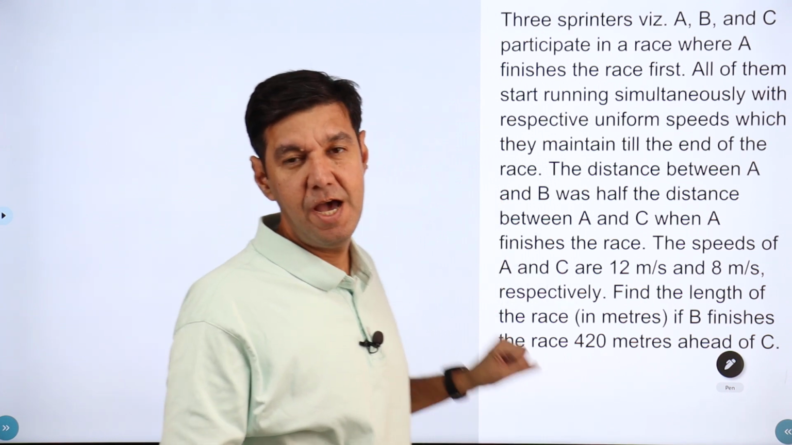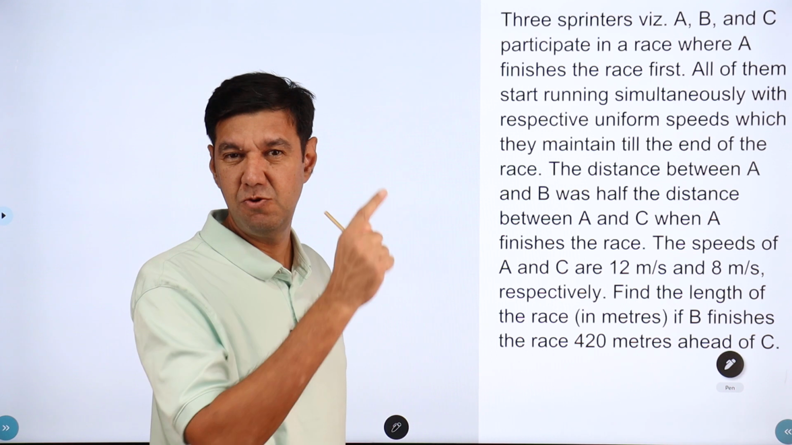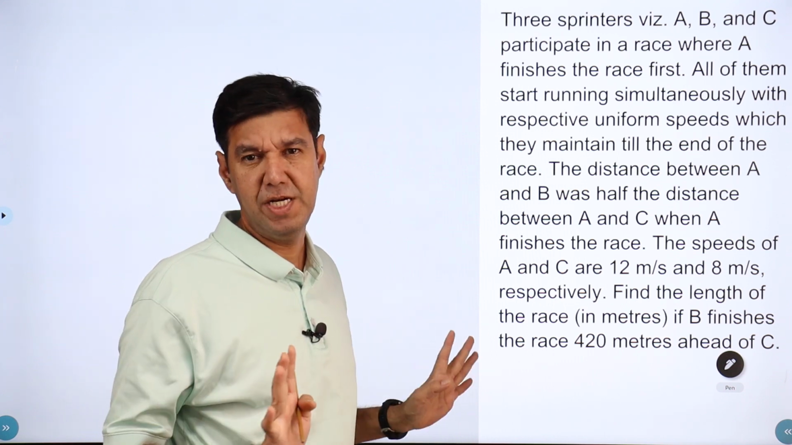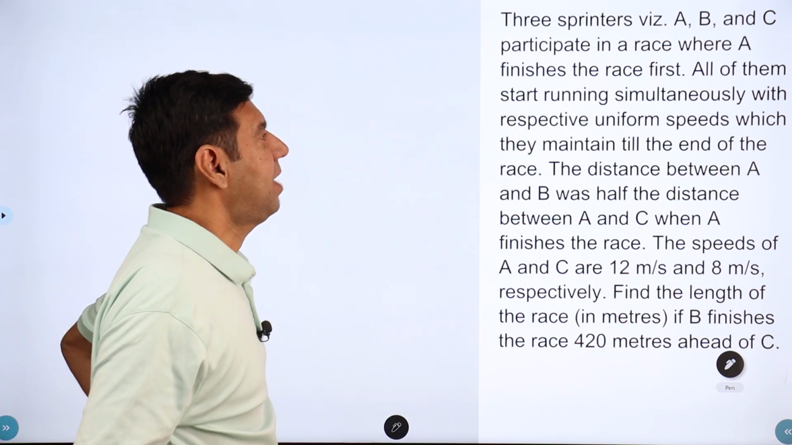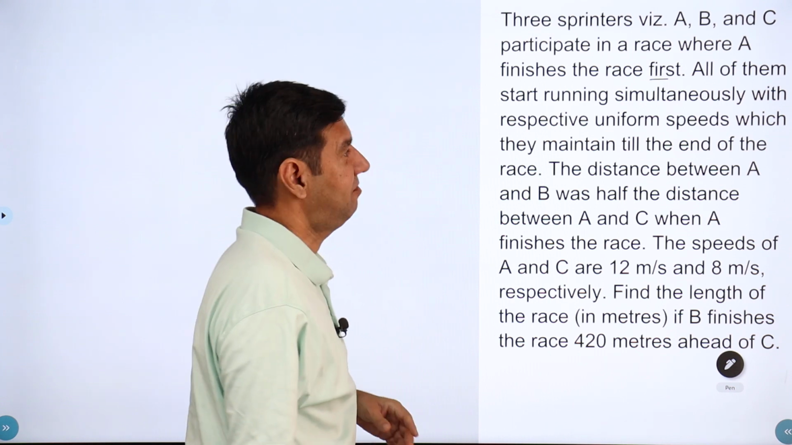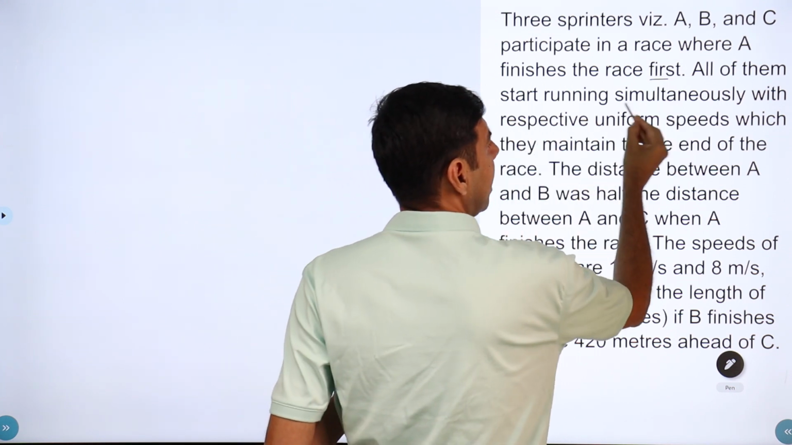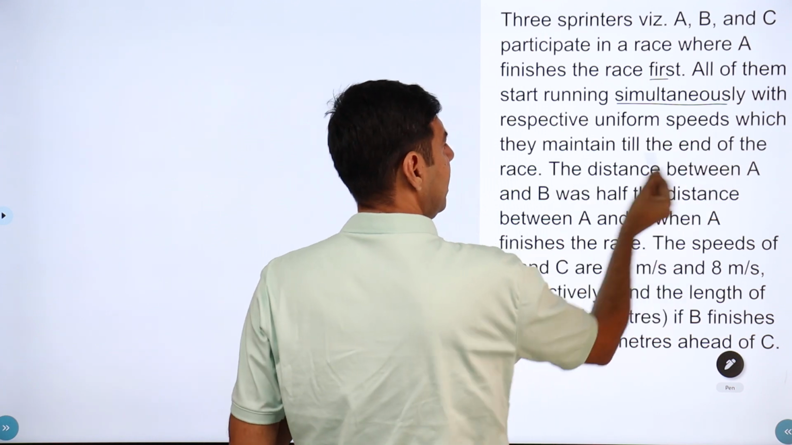So pause it. Try it. It is not a difficult one. I again say you should be able to do it pretty quickly within 2 minutes. So I'm continuing. 3 sprinters A, B, C participate in the race where A finishes the race first. Okay, so I know A is the fastest. All 3 start running simultaneously, so there's no head start or so on. Respective uniform speeds they maintain.